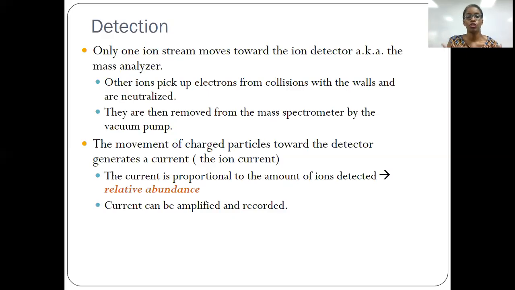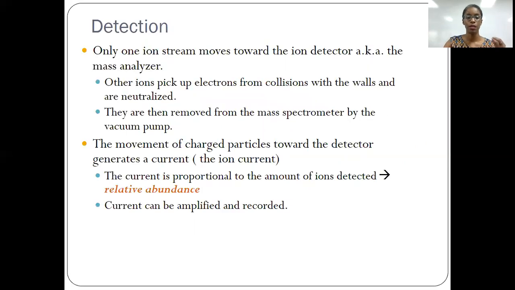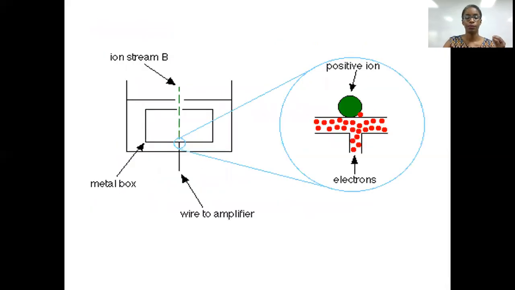The ones that reach the mass analyzer are detected, and they will produce an electric current. The higher the electric current, the larger the abundance of that substance, right? The greater the electric current that is read, the larger the abundance of the substance. So very quickly, how does that get read?